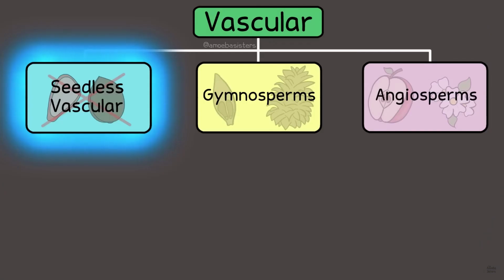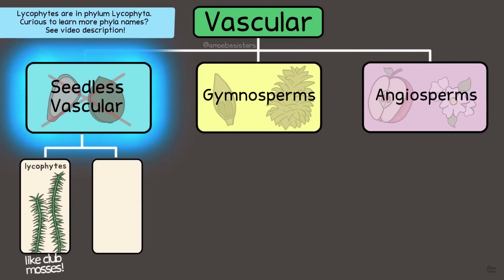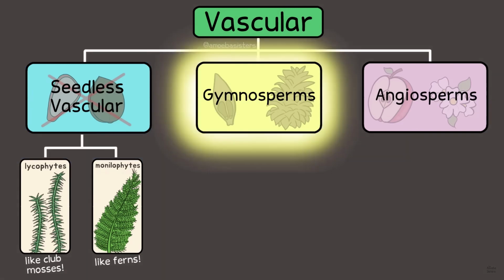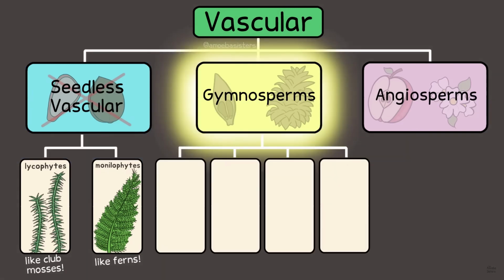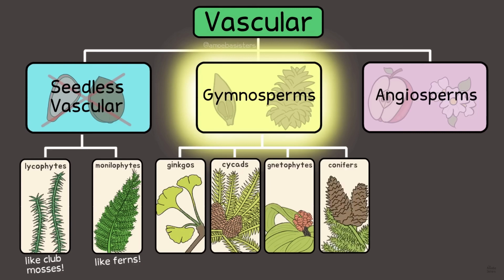The first category, seedless vascular plants. As their name suggests, they have no seeds. This group includes a phylum that contains lycophytes, like club mosses, which are different than the moss and the bryophytes, and it includes a phylum that contains monilophytes, like ferns. Second category, gymnosperms. These include several phyla, one phylum that has ginkgo, one phylum that has cycads, one phylum that has cnidophytes, and one phylum that has conifers.